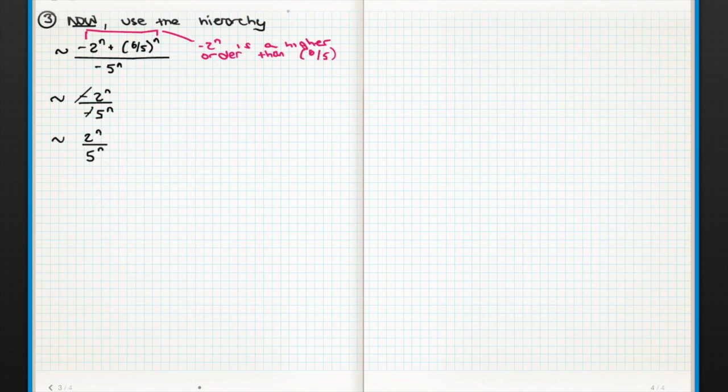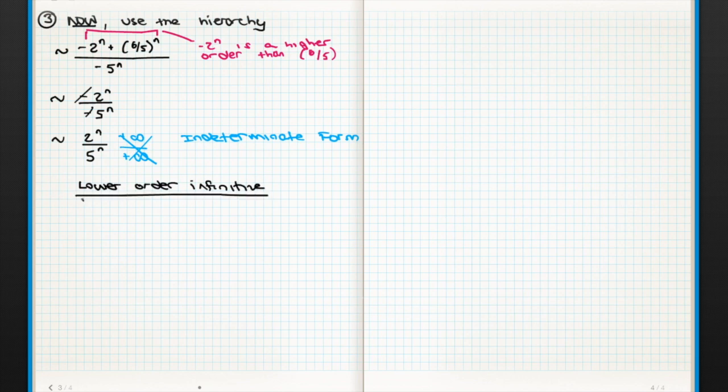And here, each part is going to plus infinity. So plus infinity over plus infinity is called an indeterminate form, which means that by itself it doesn't tell you what the answer is. And that's why we need to use a hierarchy again. So between the two, obviously the bottom has the higher base. And so we can say that we have on top a lower order infinity. And on the bottom, you have a higher order infinity.